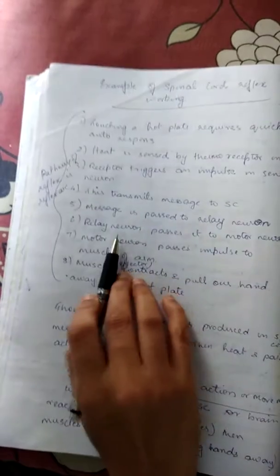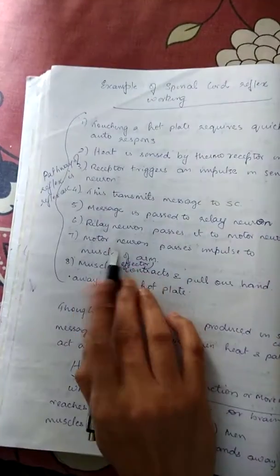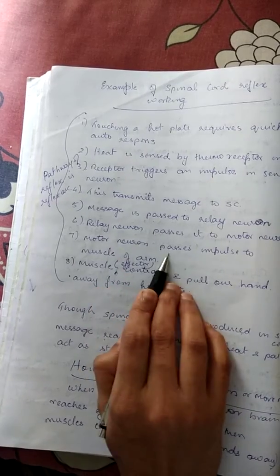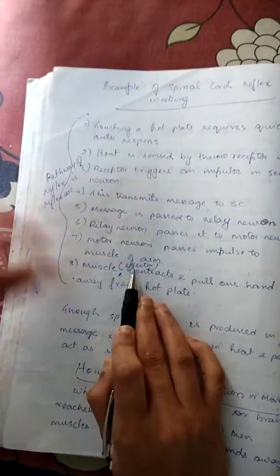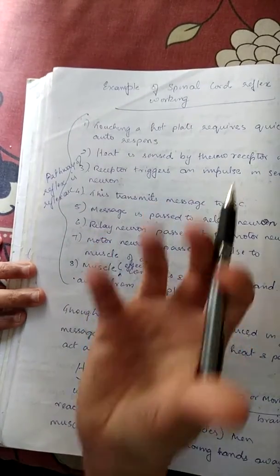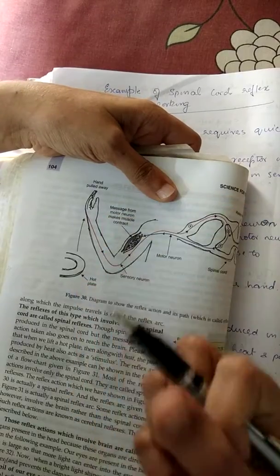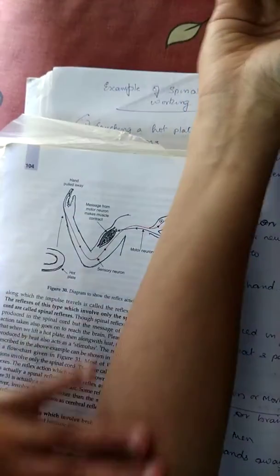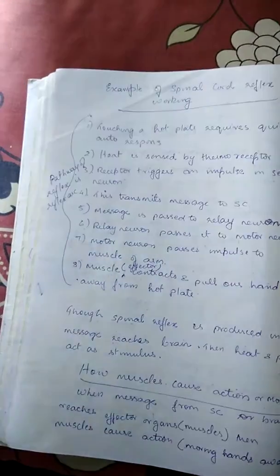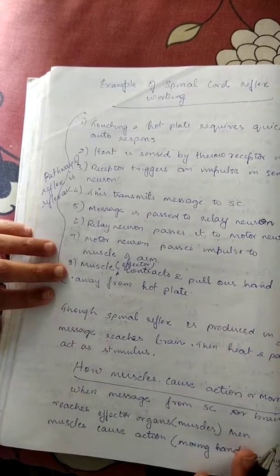Now what does a relay neuron do? Relay neuron passes it to the motor neuron. Now what does a motor neuron do? Motor neuron passes the impulse to the muscles of your arm, and the muscle of the arm, which is the effector, contracts. What does it do? It contracts. So when the muscle contracts, the bone is pulled. The bone which is in your hand is pulled, and because of the pulling of the bone, your hand is pulled away from the hot plate.